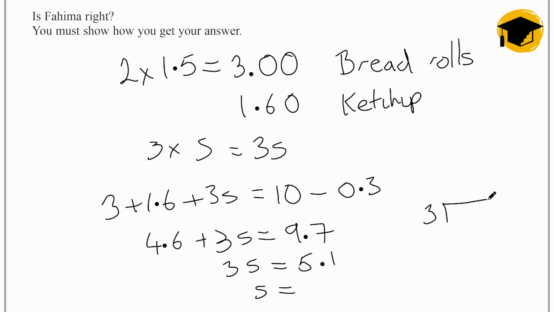So the way I'm going to do that is using short division. So 5.1, add a few zeros. How many 3s into 5? That goes once, remainder 2. How many 3s into 21? Add your decimal place. That goes 7 times. The answer is £1.70 per sausage.